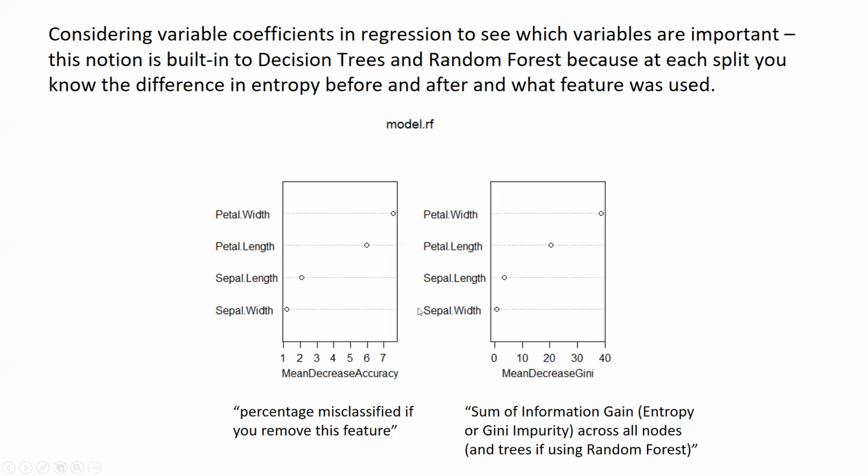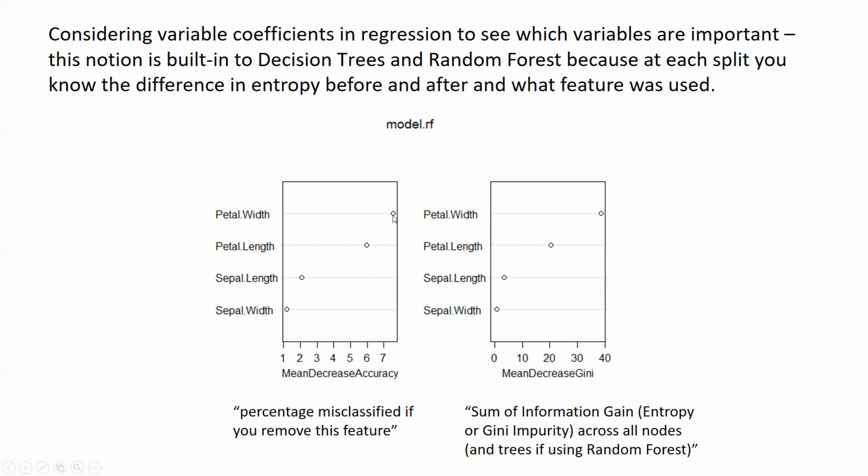What you'll find in the random forest package or the decision tree packages is that there are two measures that get reported to you. On the left is the mean decrease in accuracy. This actually doesn't have anything to do with information gain. You can do this method for any machine learning technique. Basically, what you're saying is, I'm going to leave one feature out and see what the accuracy was when I left that feature out.